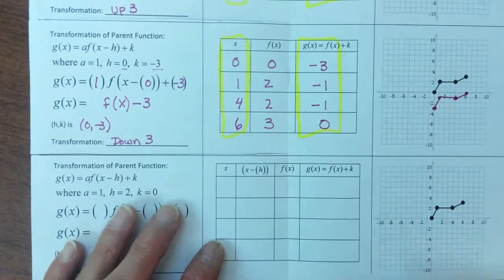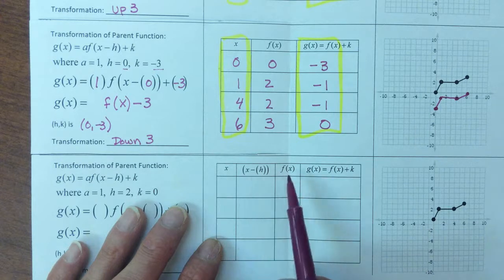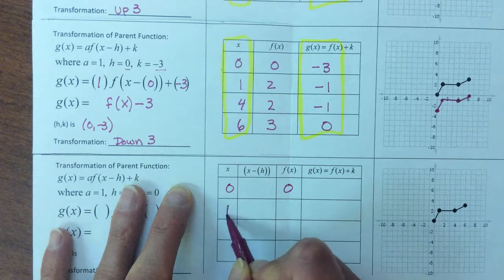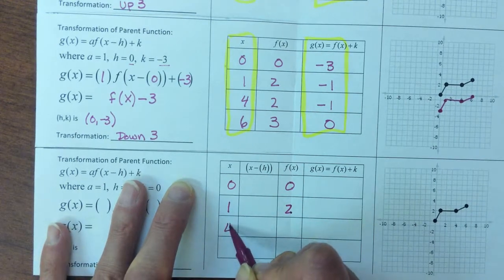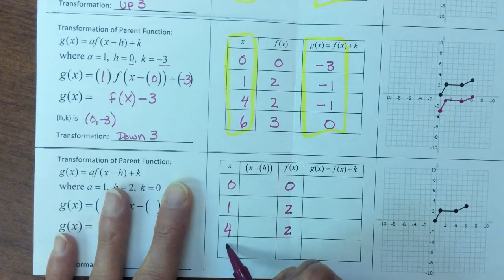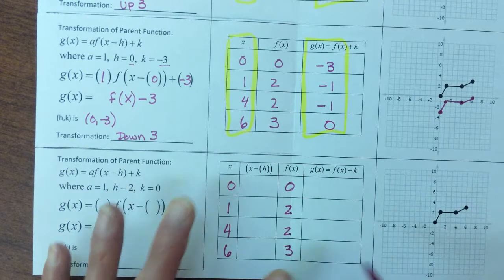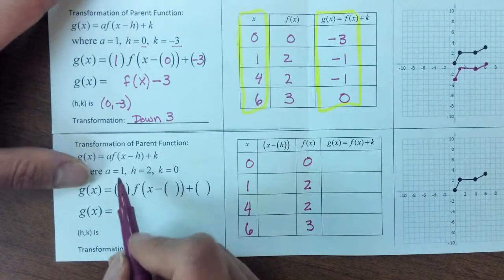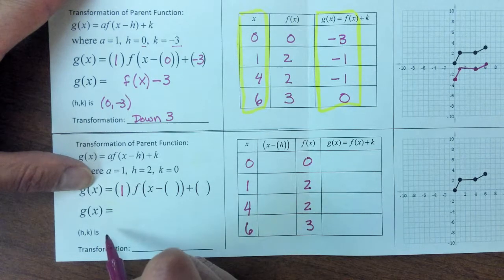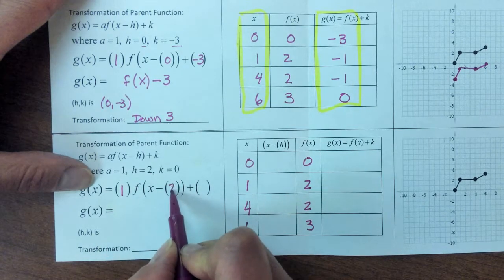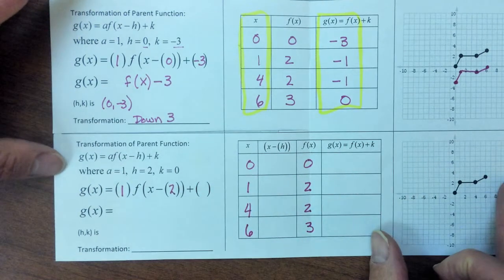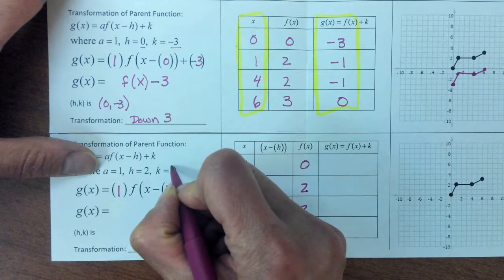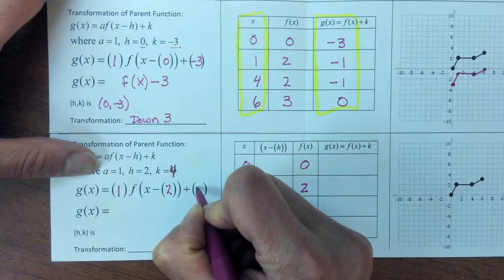So again, let's go ahead and put in our parent functions. So this is 0 and this is 0. This is 1, this is 2. This is 4, this is 2, this is 6, this is 3. So all I did was I put in my original coordinates. Let's look over here and see what's happening. My value of A is still 1. My value of H is 2, and my value of K, oh, this is a mistake. I didn't mean to make it 0. Let's make this 4.